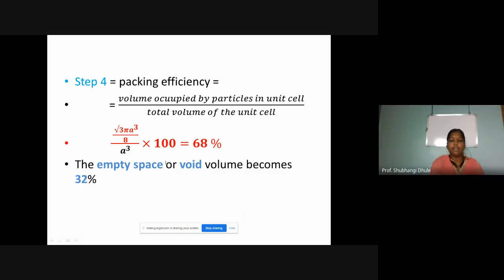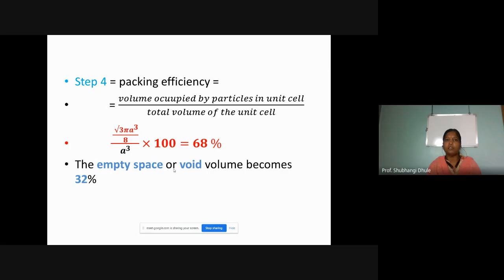And if it is 68%, then the empty space or the void volume is 32%. How is it 32%? 100 minus 68 is 32%. So this is the packing efficiency of the body centered cubic cell. From this, we can say that the simple cubic unit cell is less compactly occupied by the spheres, but the body centered cubic unit cell is more compactly arranged by the spheres. So the body centered crystal structure is more compact.